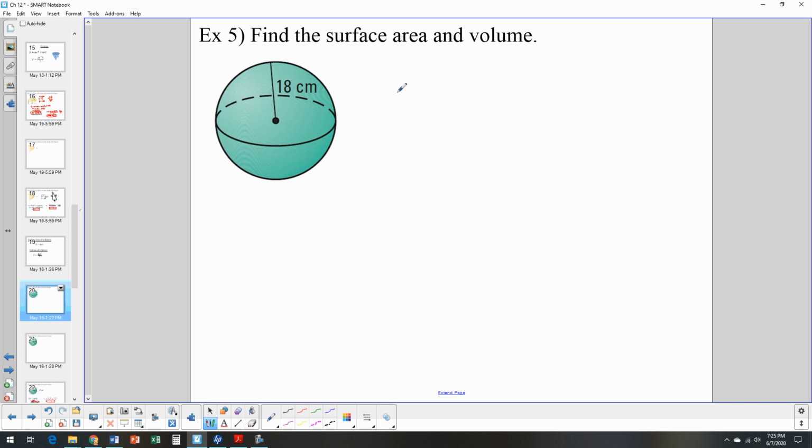So in example 5, my radius is 18. So for my surface area, we're going to have 4 pi 18 squared. So I'm going to make sure I square the 18 first, then multiply by 4. So an exact answer would be 1,296 pi. And the approximate answer would be 4,071.50 centimeters squared.